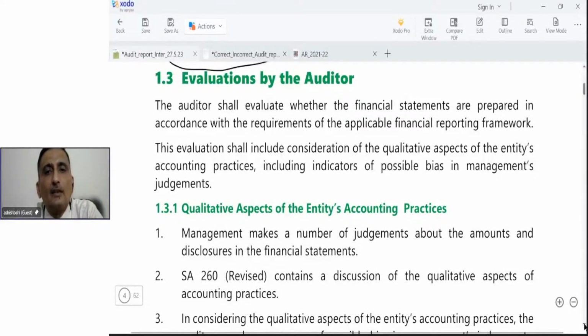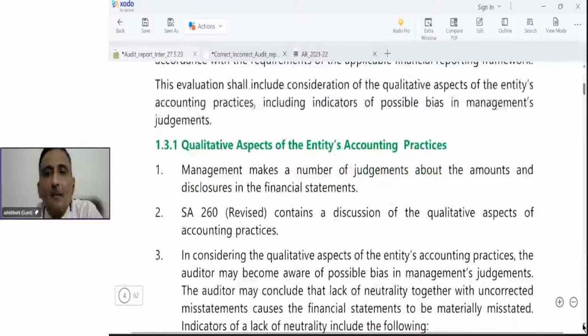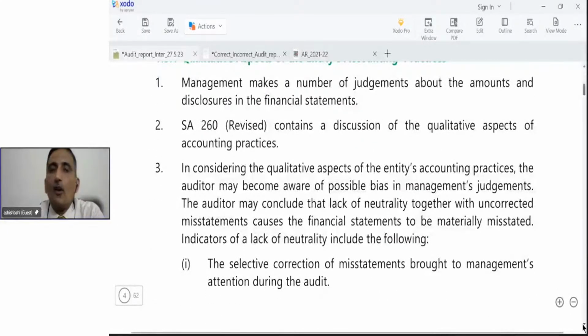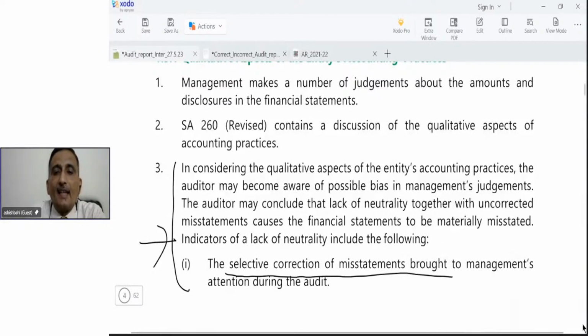So these kinds of things which require judgment on the part of management, and estimates also, are all evaluated by the auditor. So the auditor would also see whether management is only selectively correcting misstatements.